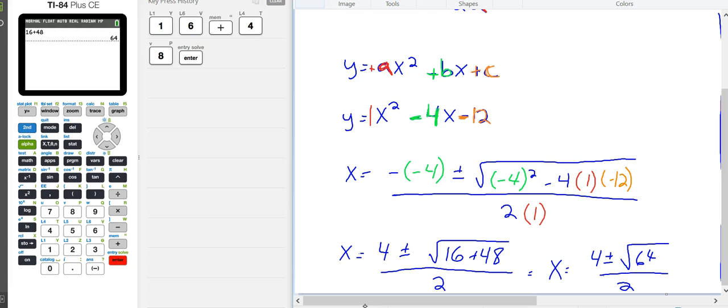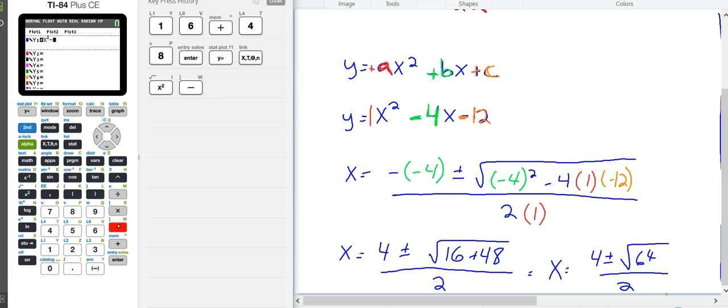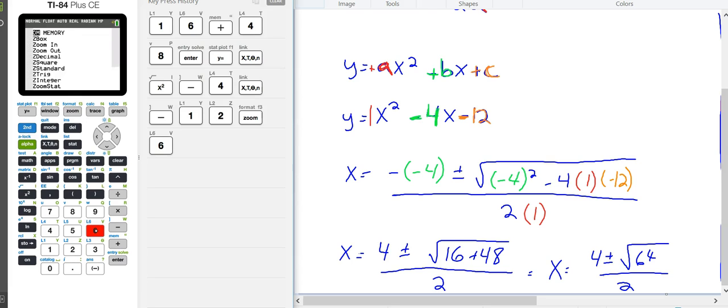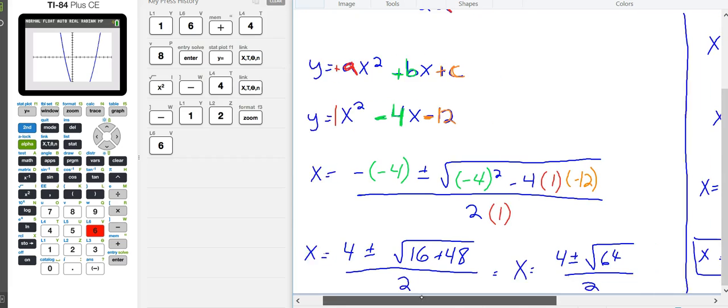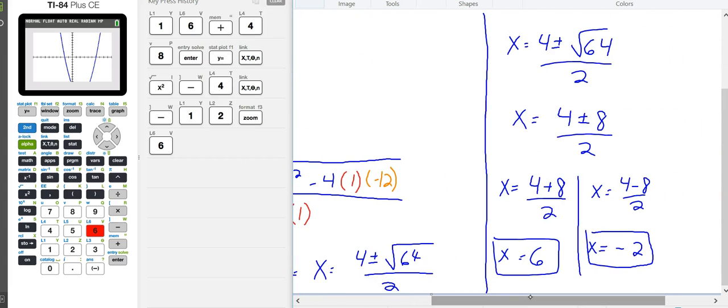Let's go back to our equation, and we'll graph it in y1. So y is equal to 1x squared, or just x squared, minus 4x minus 12, and we're going to graph it in zoom standard, so zoom 6. And if you would count, you would see that this graph crosses the x-axis at x is equal to negative 2 and at x is equal to positive 6, which is what we found when we solved this equation using the quadratic formula. Let's look at another example.